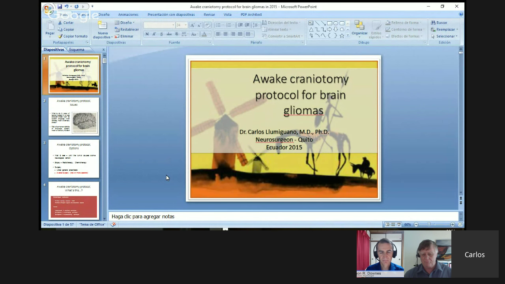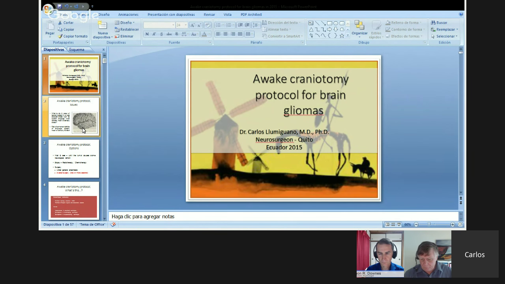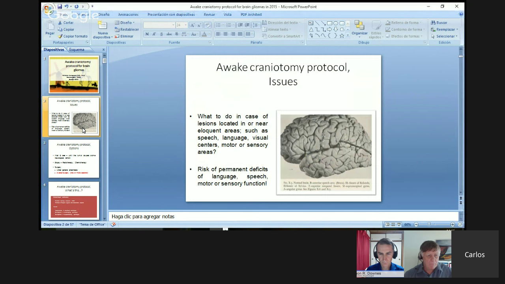Good afternoon, everybody. Today we will speak about the awake craniotomy protocol for brain gliomas, an important part of neuro-oncology for tumors in the neural center of the brain. We need to know what to do if we have lesions located in or near eloquent areas, such as speech, language, visual centers, or motor sensory areas. What will we do, and what are the prognostic factors we will be waiting for after this kind of surgery? We need to consider the risks, maybe permanent deficits of language, speech, motor or sensory function in patients who present tumoral lesions in the eloquent areas of the brain.